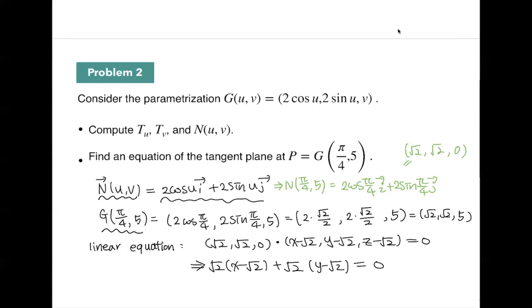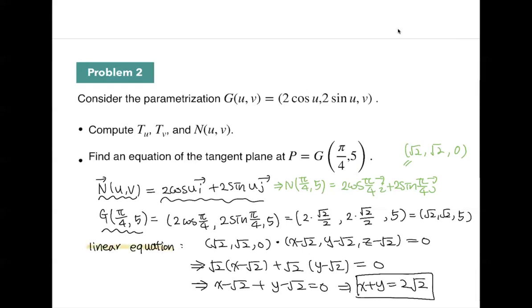Then root 2 times (x minus root 2) plus root 2 times (y minus root 2) plus 0 equals 0. We can simplify this by dividing by root 2. We get x minus root 2 plus y minus root 2 equal to 0. So it means that x plus y equals 2 root 2 is our tangent plane.